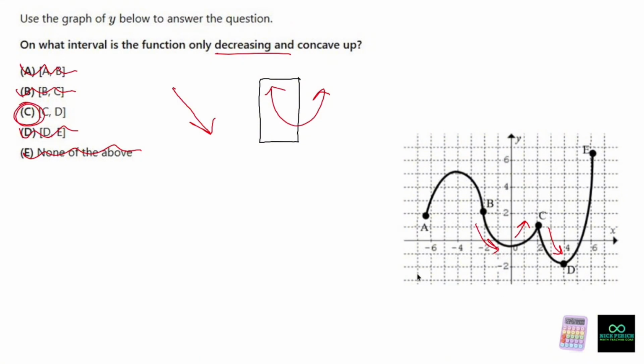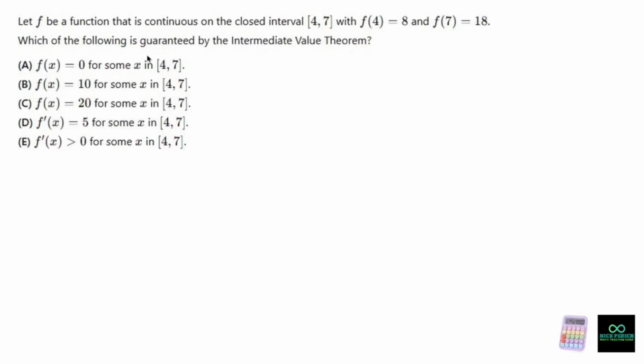So calculator, fun? Yeah, for sure. Let f be a function that is continuous on the closed interval [4, 7], with f of 4 equals 8 and f of 7 equals 18. Which of the following is guaranteed by the intermediate value theorem? Now, this is a calculator section problem that doesn't require a calculator. The intermediate value theorem says that if you're going to go from 4 to 7 and start out at 8 and end up at 18, you must pass through something in between 8 and 18.